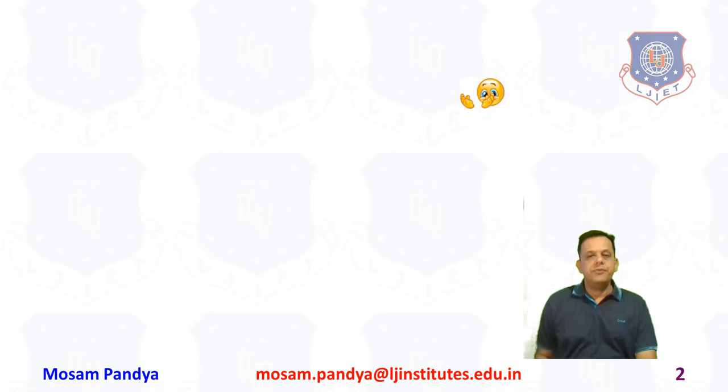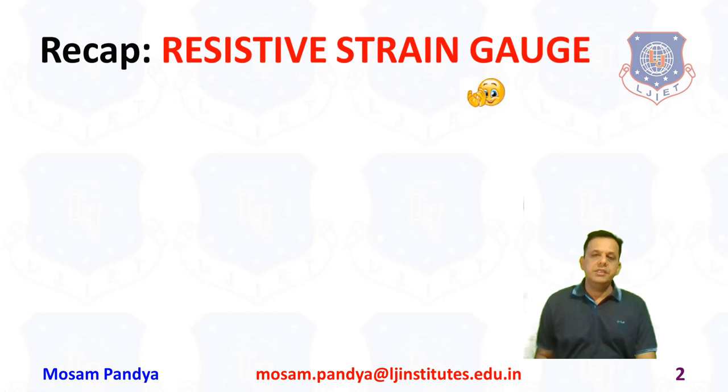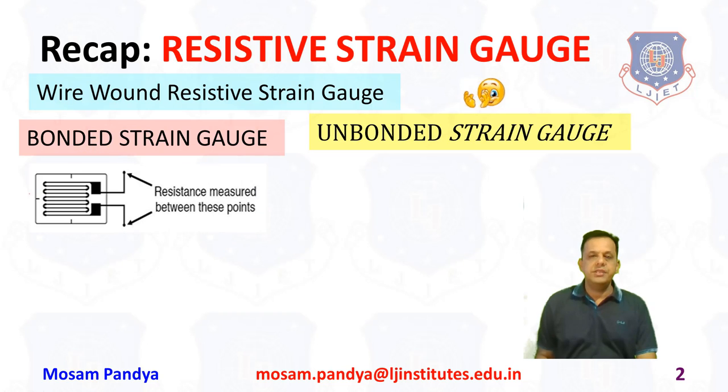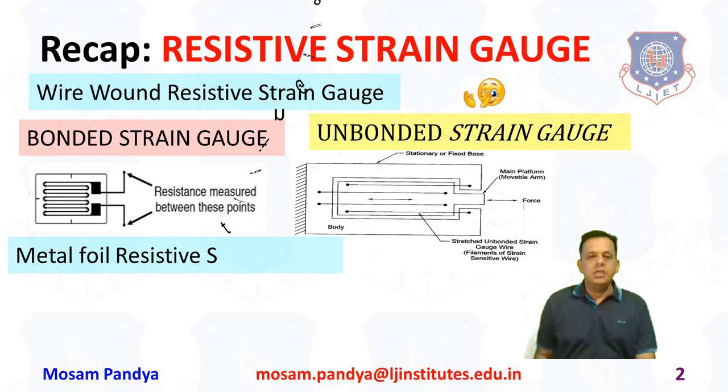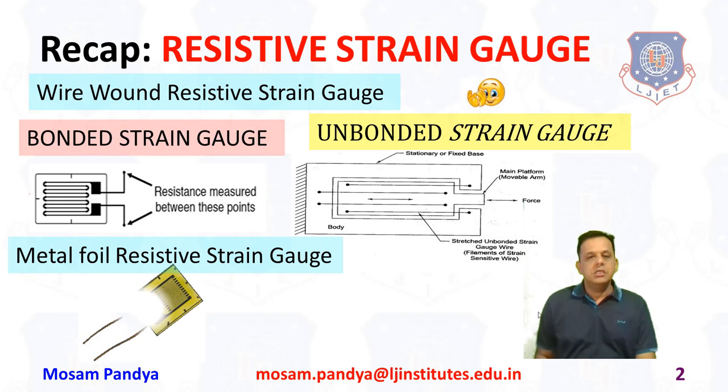So let us have a recap very quickly of what we did in the last session: the wire wound resistive strain gauge, bonded and unbonded, and the metal foil resistive strain gauge. These were the schematics and some pictures we saw for understanding the strain gauge configurations.